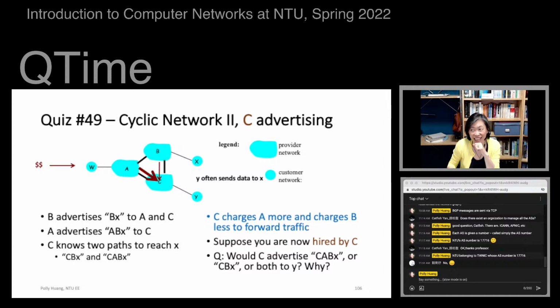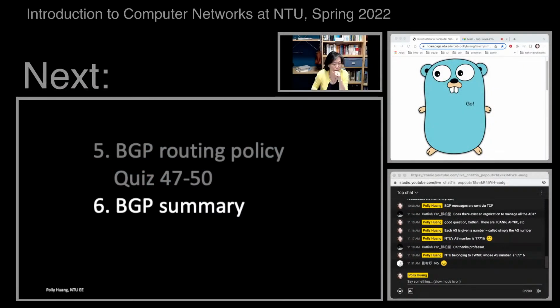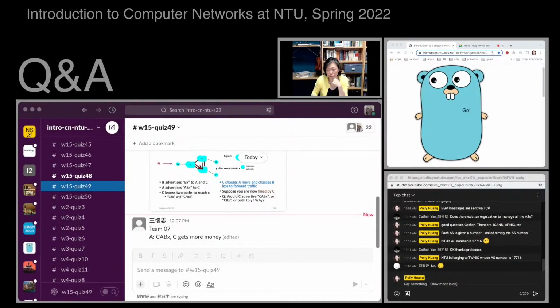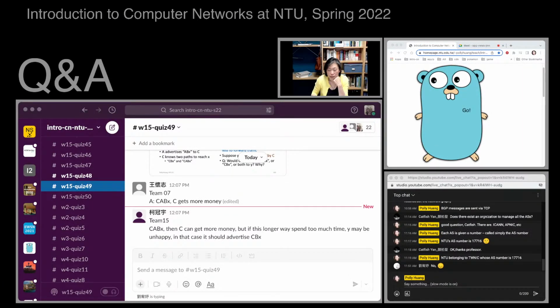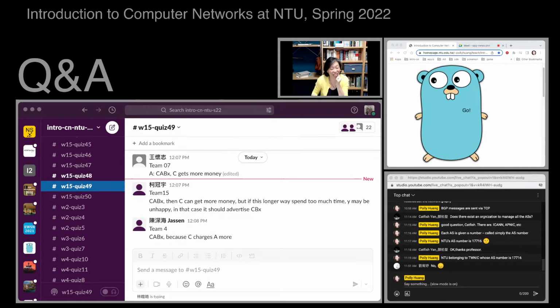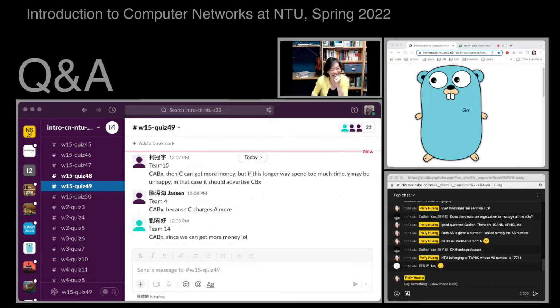Again, we don't have all that much time. So let's see. Oh, okay, we do have Team 7 here answering the question. So Team 7 is saying CABX, because that way C gets more money. Exactly. Very good. Again, the dollar sign is the key factor.